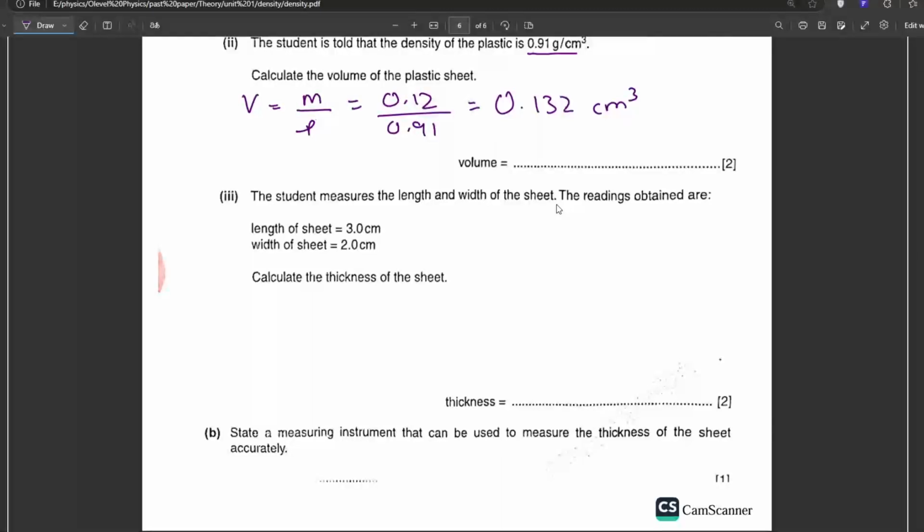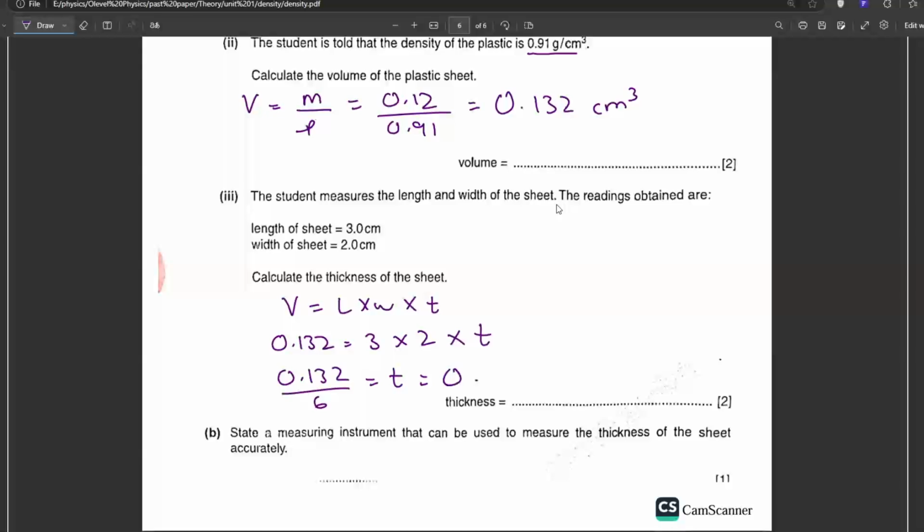The student measures the length and width of the sheet. The readings are obtained. Calculate the thickness of the sheet. We know that the volume of the sheet is length into width into thickness. You already have the volume 0.132. Your length is 3 centimeter. Your width is 2 centimeter. 0.132 divided by 6 is equal to thickness. This comes out to be 0.022 centimeter. This is your thickness of the sheet.